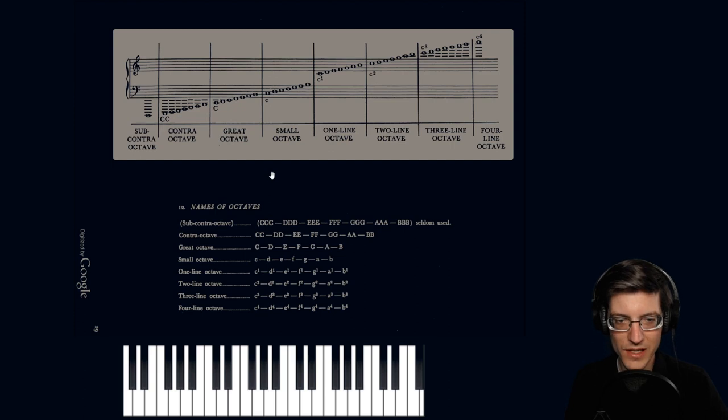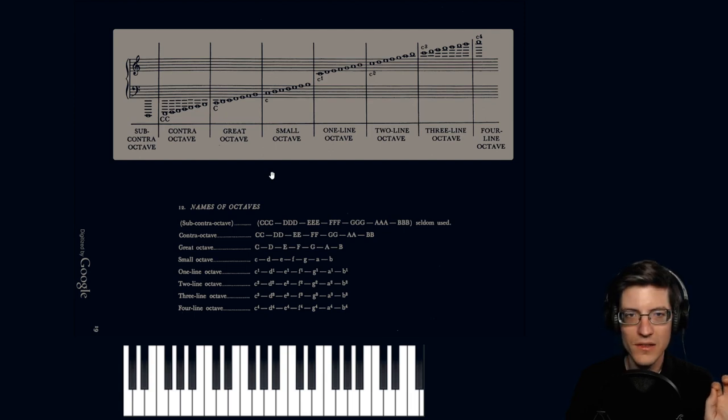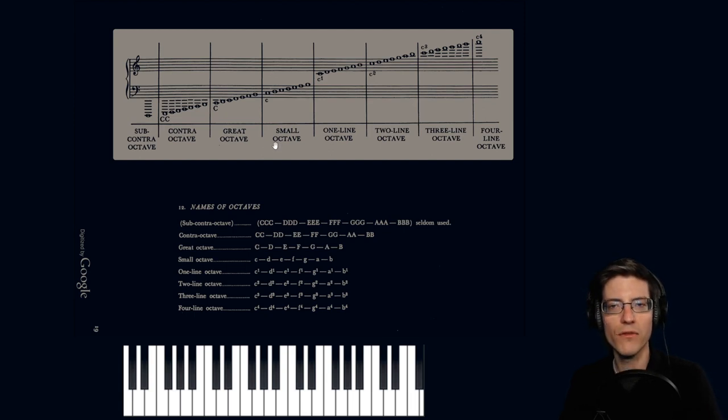And let's see here. So we did our subcontra. This is triple C, D, E, F, G, A, B. Seldom used. Contra octave, great octave, small octave, one-line octave, a two-line octave, three-line octave, and four-line octave. Now, this might be an older methodology for naming these because currently we use just numbers.